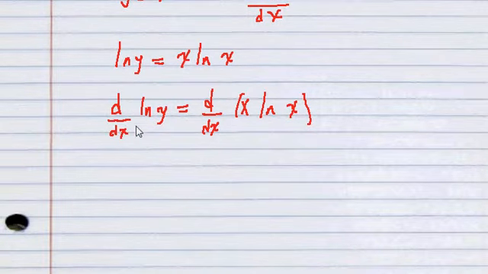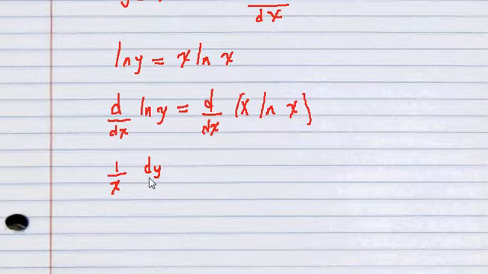So this is going to involve, of course, the chain rule. What is the derivative of ln y? Well, the derivative of ln y is 1 over y, right? And then, of course, I have to take the derivative of y with respect to x. So this is just going to be equal to dy/dx, right?